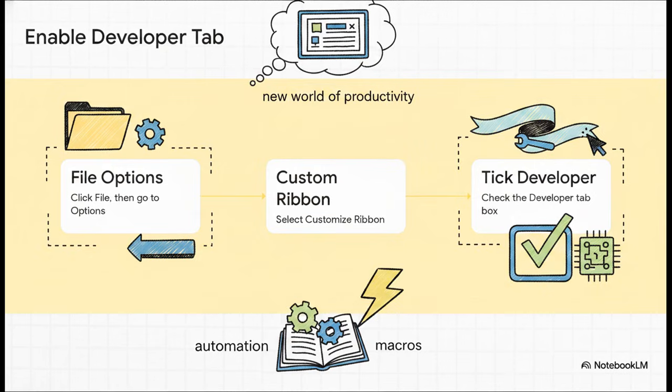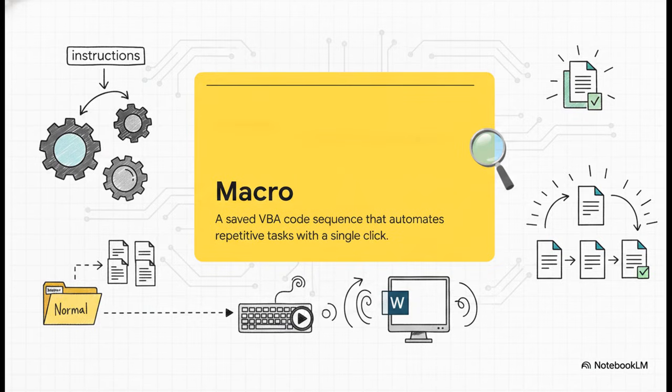You click File, go down to Options, select Customize Ribbon, and simply check the box that says Developer. That Developer tab, that is your gateway to automation. Once you tick that box, boom, a whole new world of productivity just opens up right at the top of your screen. So, the really crucial point here is understanding what a macro actually is.